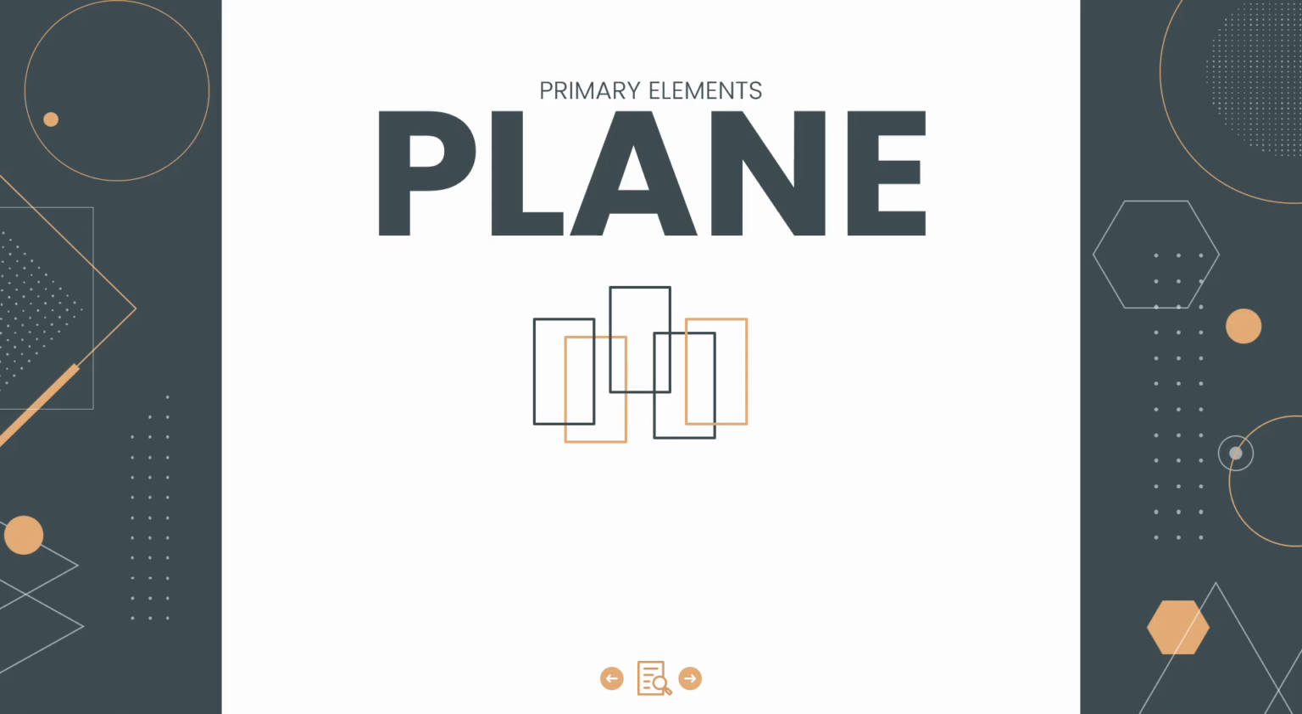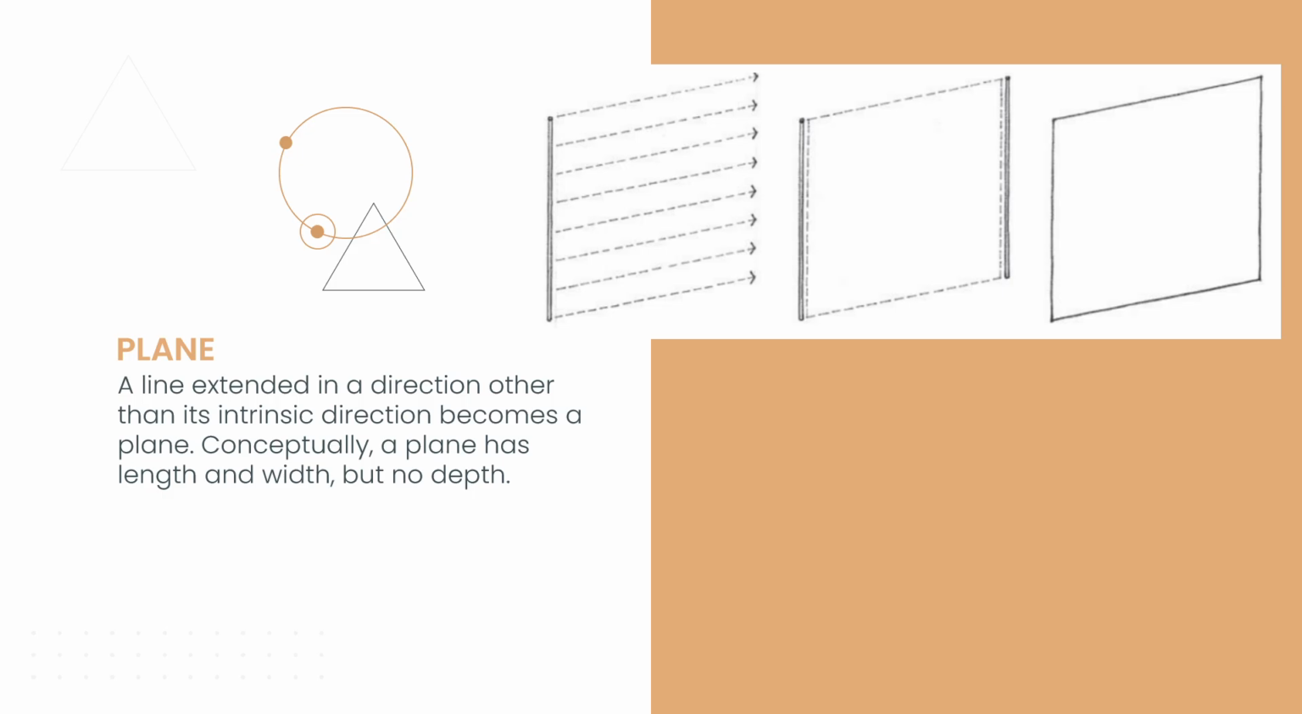So that leads us to the third primary element, which is plane. A plane is a line extended in a direction other than its intrinsic direction. Conceptually, a plane has length and width, but it has no depth. So we go back to the point. A point doesn't have any dimension or size, so it just demarcates a position within a space.